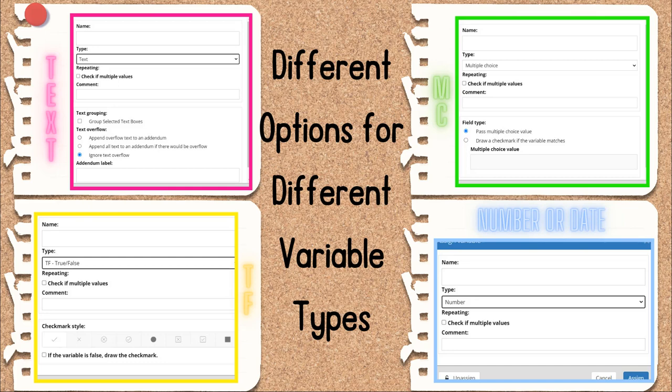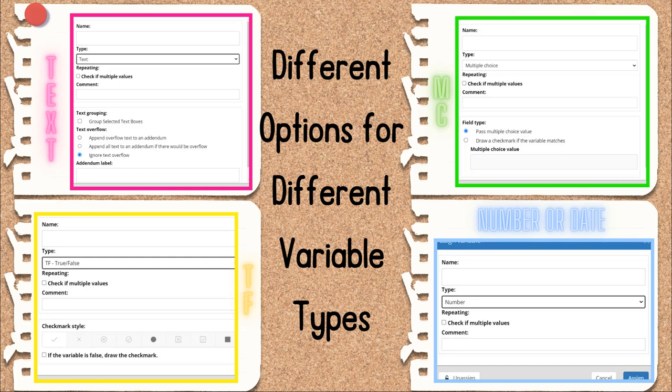Scenario 2, you have a series of 4 checkboxes on the form, one next to each color option. For the one next to the word pink on the form, you'd select draw a check mark if the variable matches, and then add the word pink in the field that says multiple choice value. That field only becomes editable once you click the draw a check mark option.